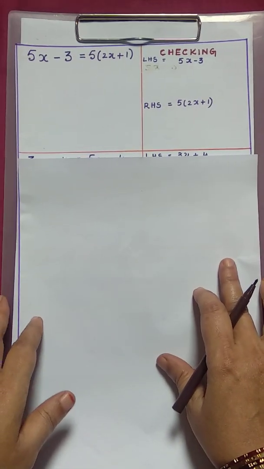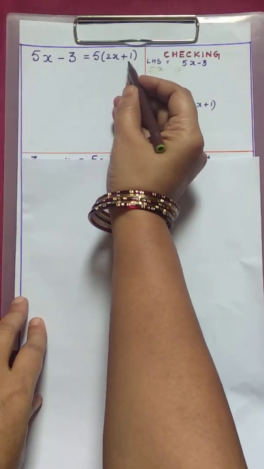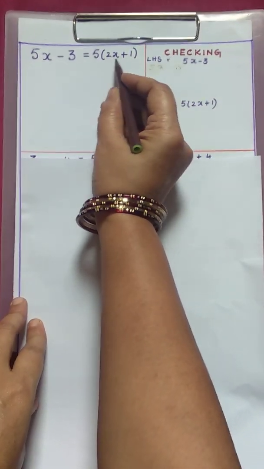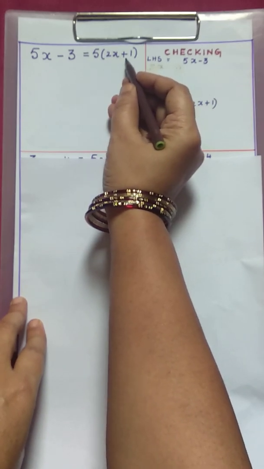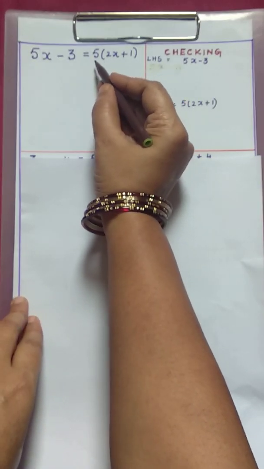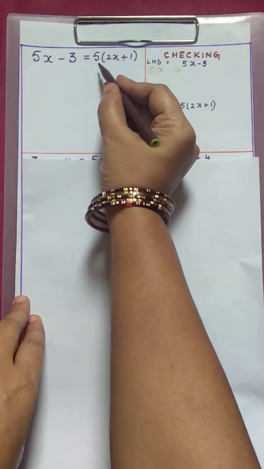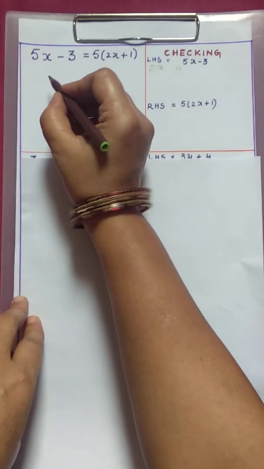Now you observe this sum. 5x minus 3 is equal to 5 into 2x plus 1. Now this you open the brackets by multiplying the complete expression in the brackets by 5. So like distributive property, it is a into b plus c, so a into b plus a into c. So let us do that.